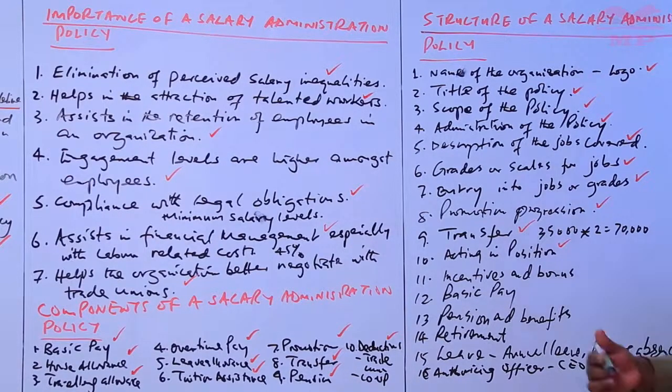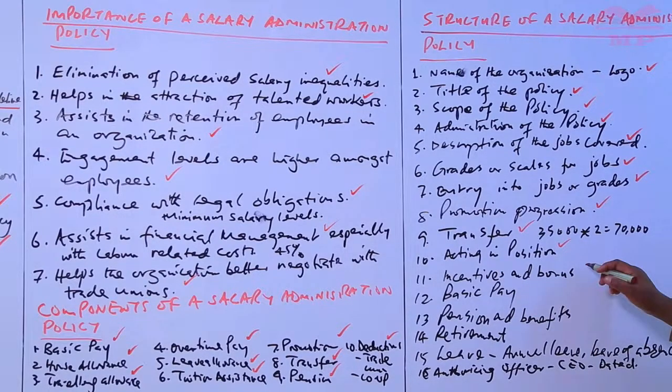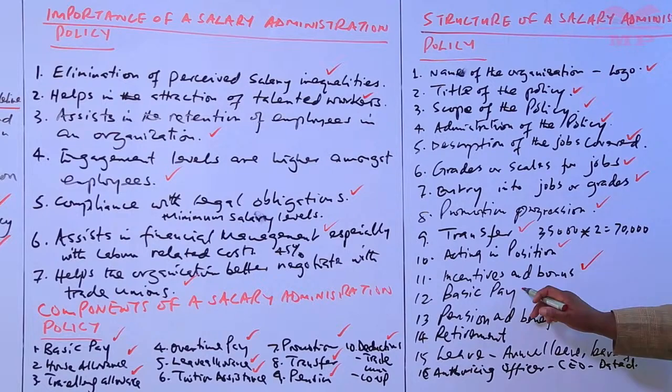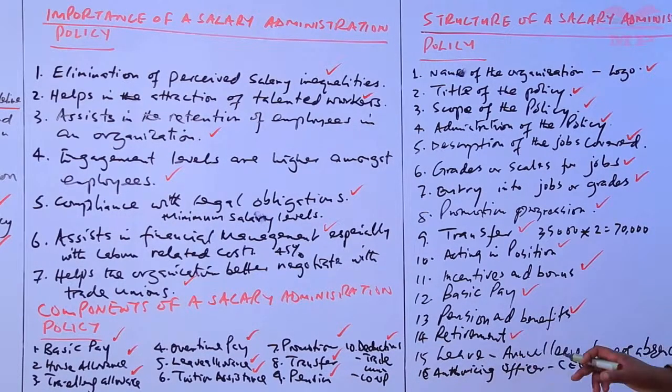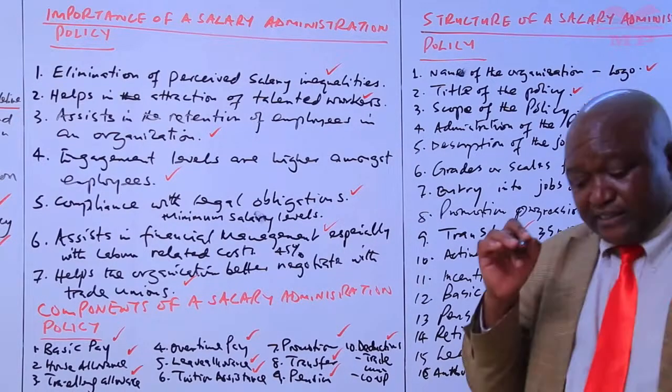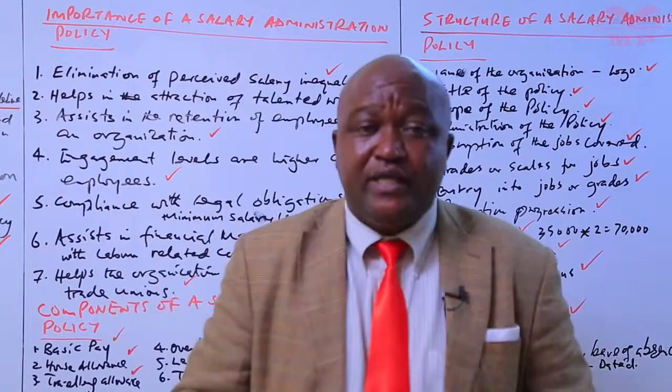So if an employee is acting in a given position, what should be the payment like? Number 11, incentives and bonus. Number 12, basic pay. 13, pension and benefits. 14, retirement. 15, leave, which may, for example, be annual leave, leave of absence. In some organizations, there are also other types of leaves like study leave. Then you have authorizing officer, who is the CEO, dates that particular policy, signs and indicates when that particular policy will be, for example, reviewed.